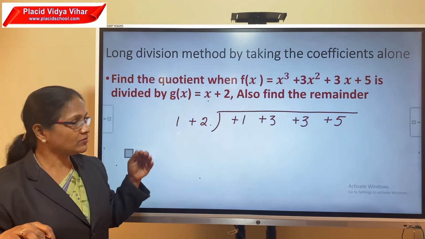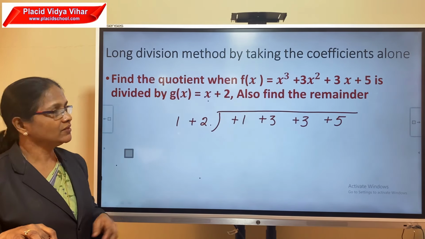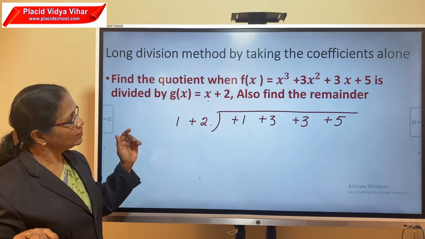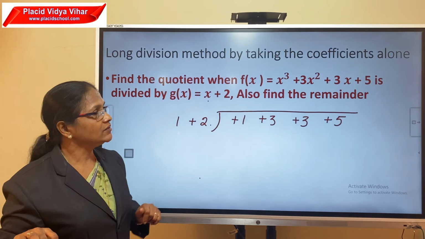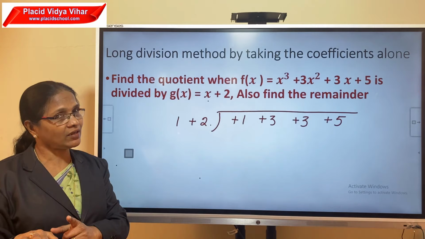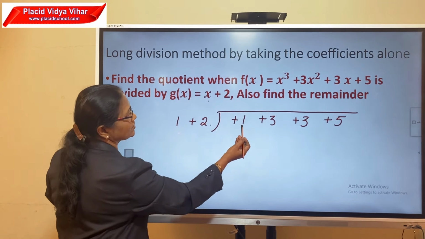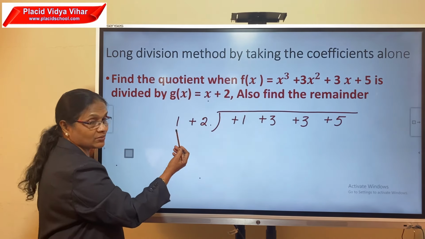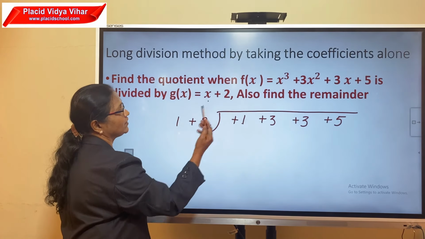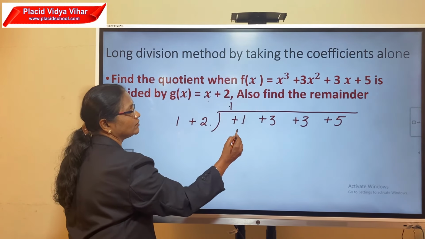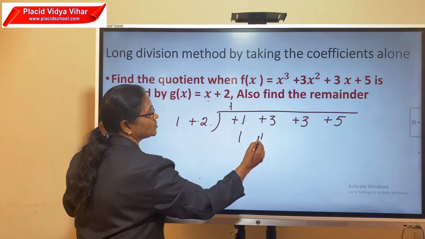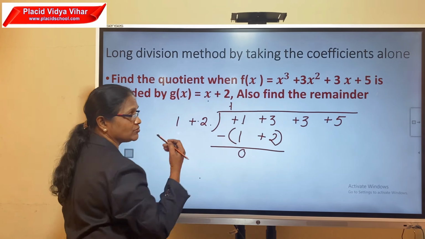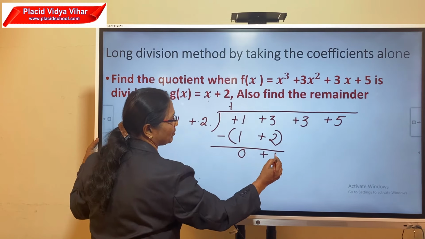Now we are not writing the variable part. You may feel that it is so boring to write all the variables or all the steps like that. It is not easy work. Therefore we can reduce the work like that, but be careful while writing the coefficients. You have to enter the sign of the coefficients. Here the first term of the dividend is 1, first term of the divisor also 1. Now 1 divided by 1 is 1. 1 into 1, 1. 1 into positive 2 is positive 2. Now when you subtract, 1 minus 1 becomes 0. 3 minus 2 equal plus 1.